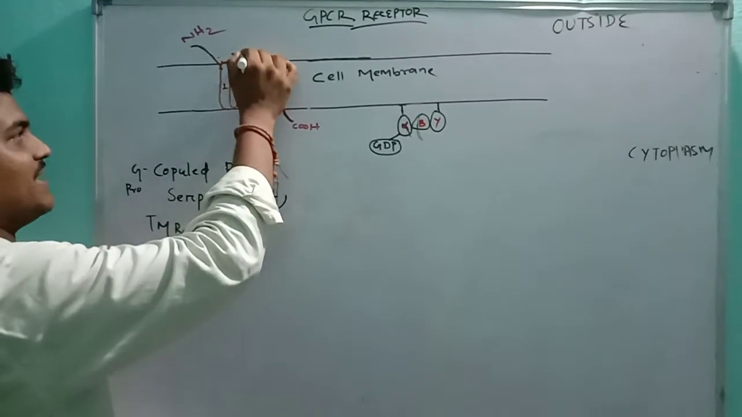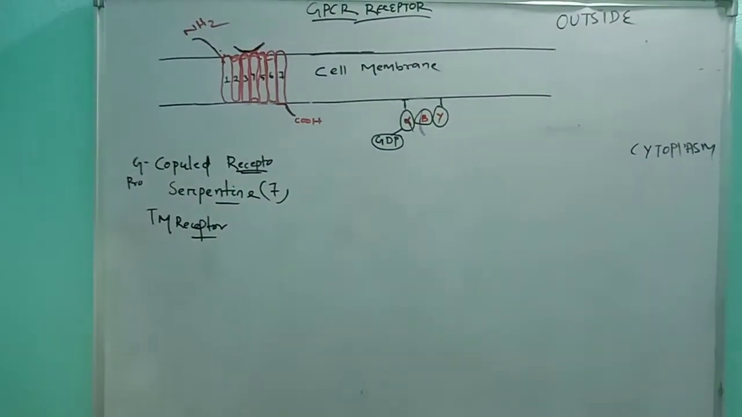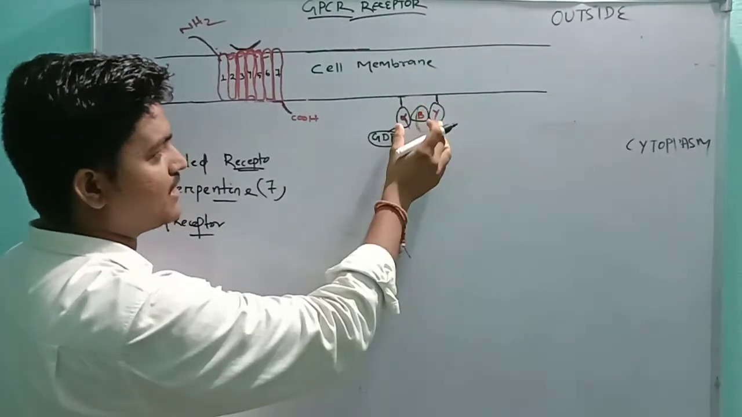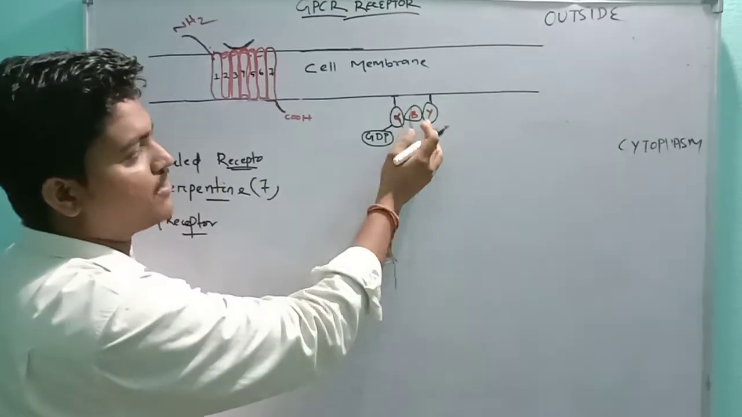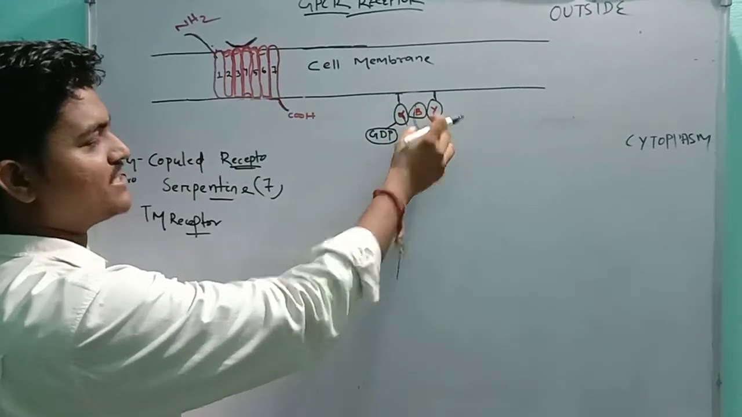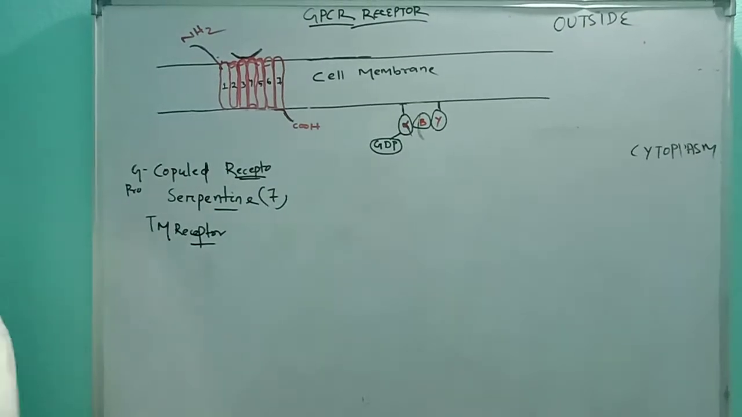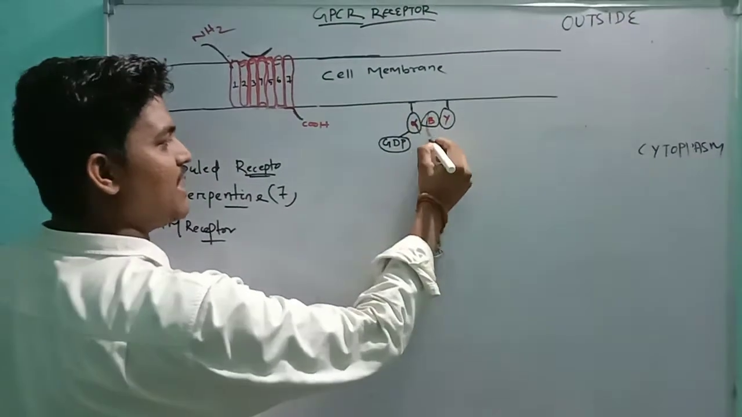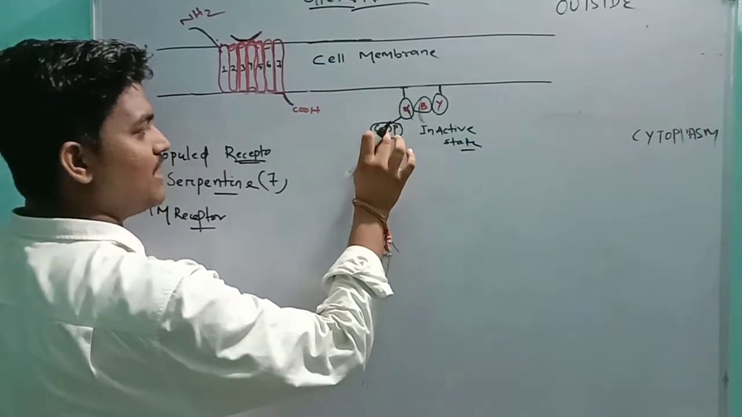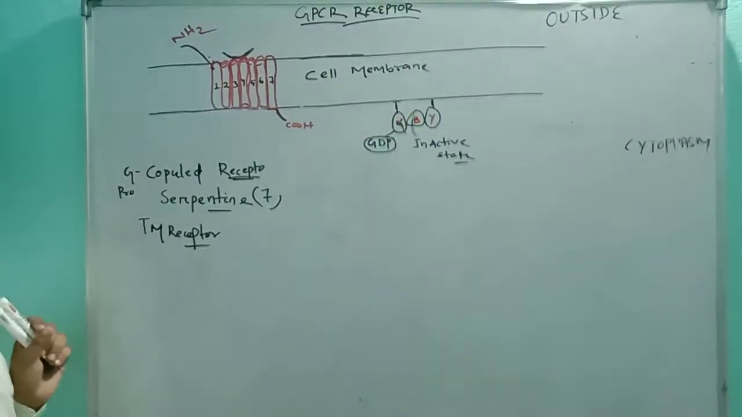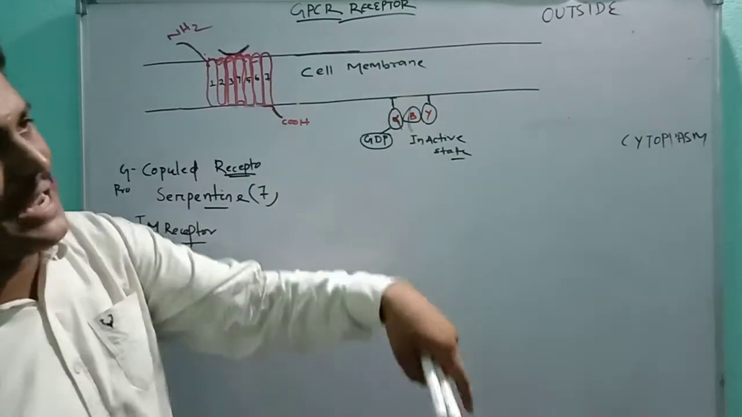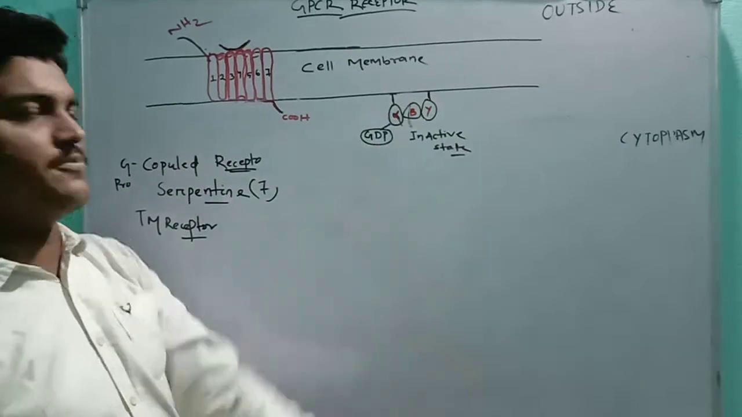Here is the binding site for signaling molecules. Look at this figure. Here I have drawn the cell membrane with a protein structure, which has 3 components: alpha, beta, gamma. This protein is known as G protein, and it is in the inactive state. It is not in the active state yet because GDP is bound to the alpha subunit. When GDP is bound to the alpha subunit, the protein is in the inactive state.